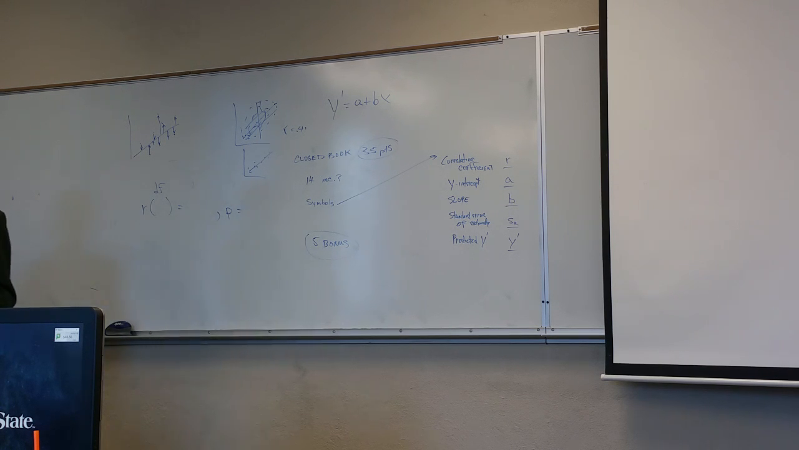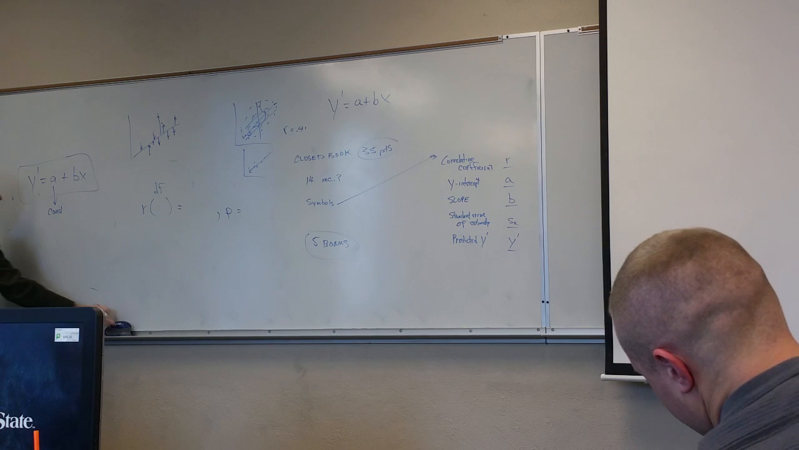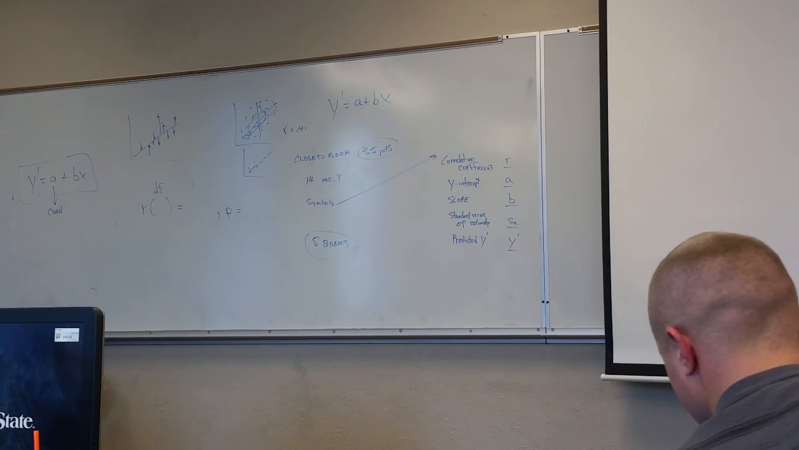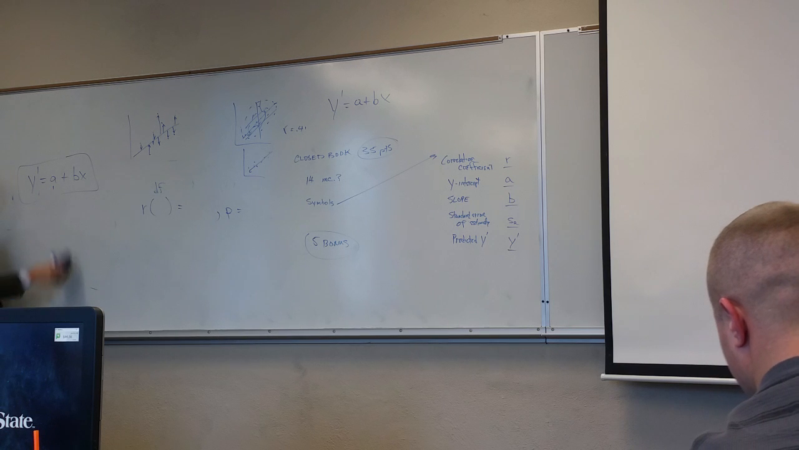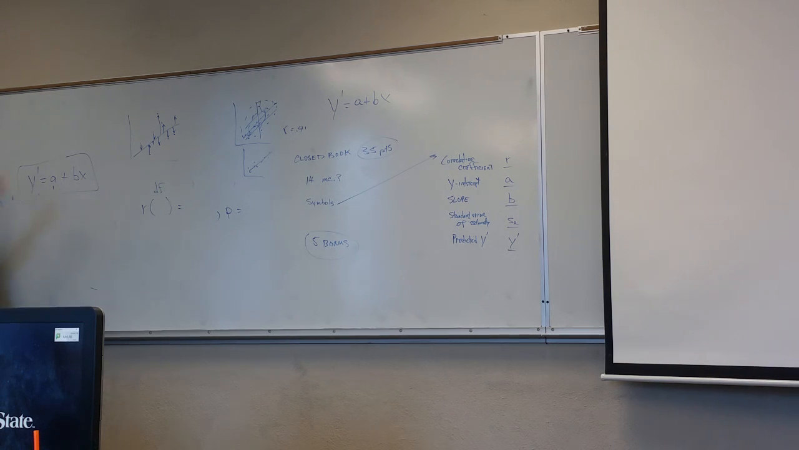And then it'll say, what would you predict? I'm going to give you an X value, and you're going to look at your regression output. Remember that in the printout, A is the constant, and B is the slope. And so you plug that in, and you'll have the prediction.